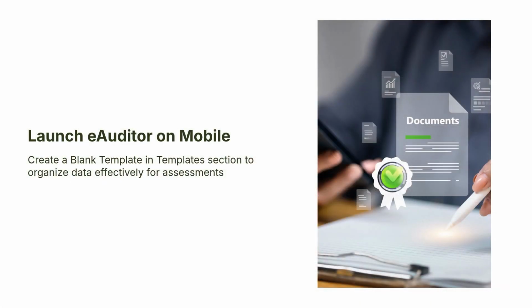To get started, launch eAuditor on your mobile device. Navigate to the Template section and create a new blank template. This template forms the foundation of your scoping form. It helps organize your data effectively. Ensure all necessary fields are included for thorough assessments.